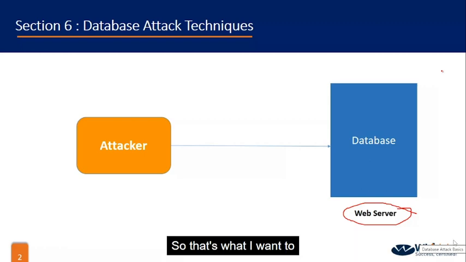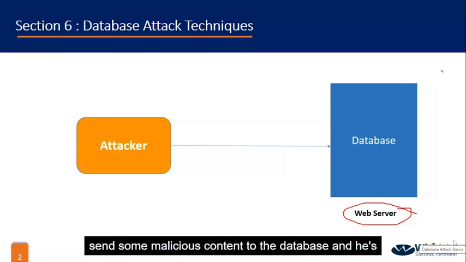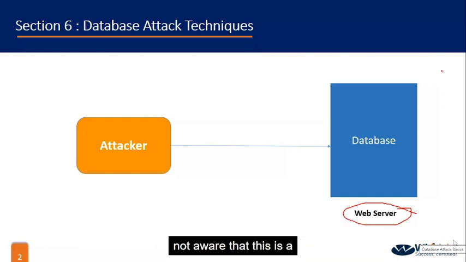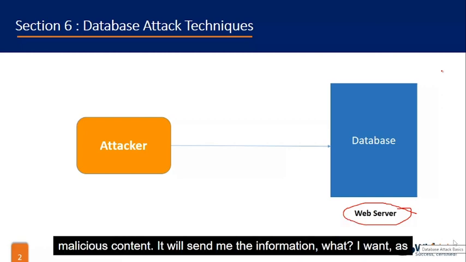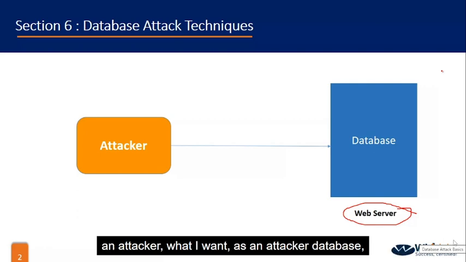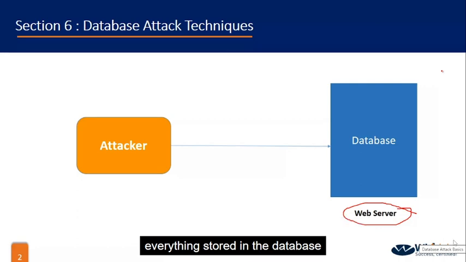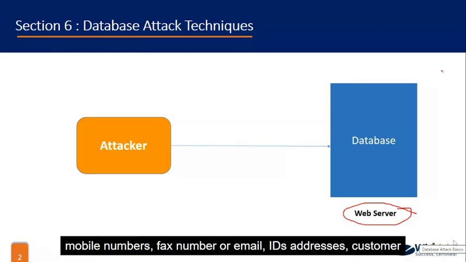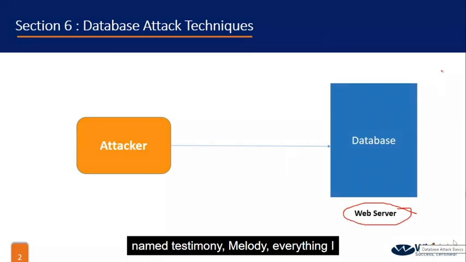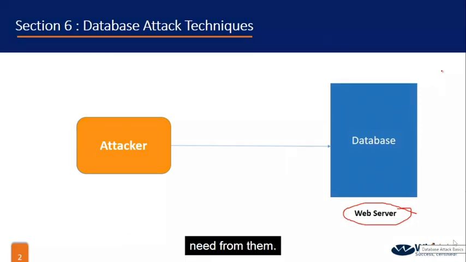So that's what a database attack is. I want to send some malicious content to the database, and if the database is not aware that this is malicious content, it will send me the information I want as an attacker: all content of the database, everything stored in it, mobile numbers, fax numbers, email IDs, addresses, customer names, customer email IDs. That is what we are going to do in this section.